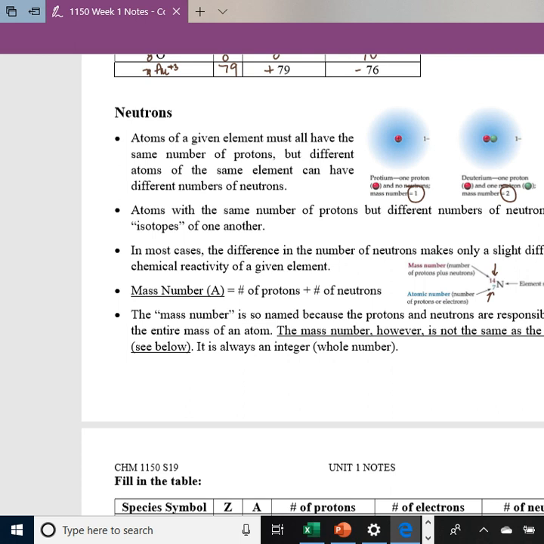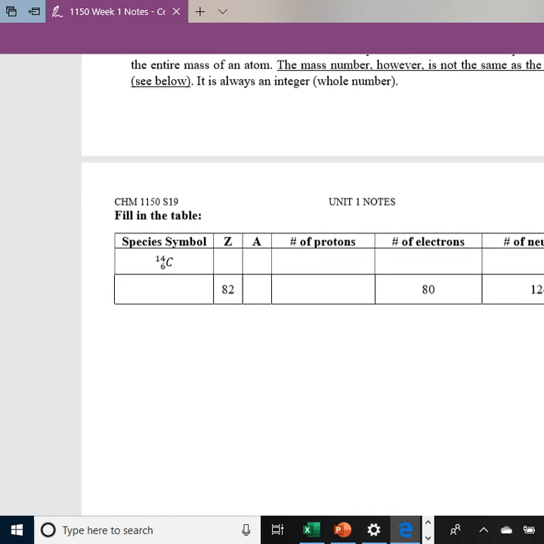So if you look at this, you can say that your mass number minus your atomic number is going to be equal to your number of neutrons. The mass number is so named because the protons and neutrons are responsible for nearly the entire mass of an atom. The mass number, however, is not the same as the atomic mass, and we'll be defining that in next week's lecture. It's always an integer. It's always a whole number. There's never a decimal here.